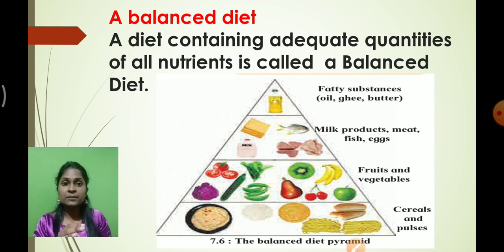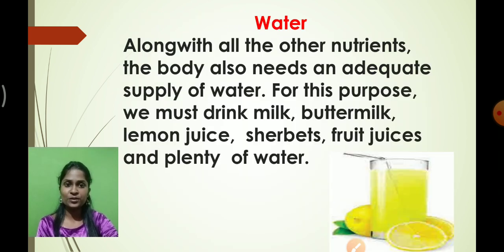Okay, so this type of diet, what do we call it? Balanced diet. So what is the definition of a balanced diet, students? A diet containing adequate quantities of all the nutrients, we call it what? Balanced diet. Understood over here?